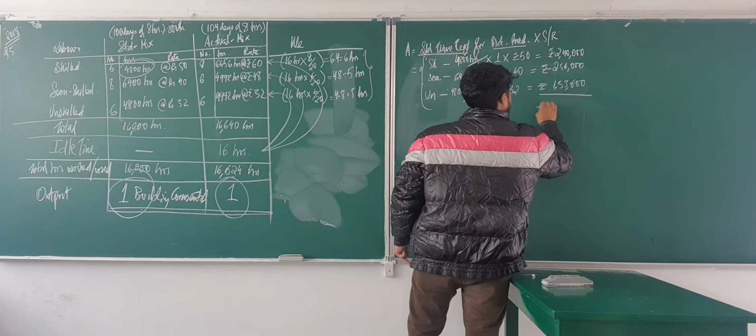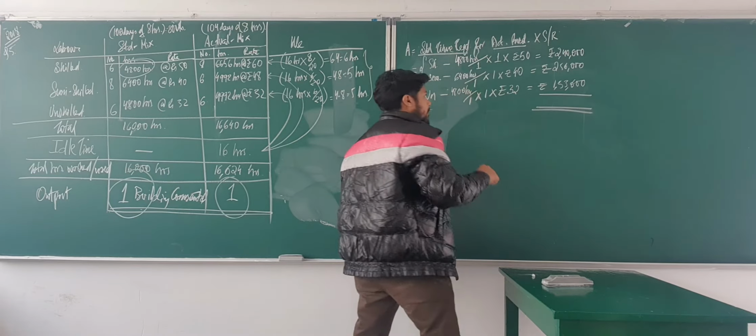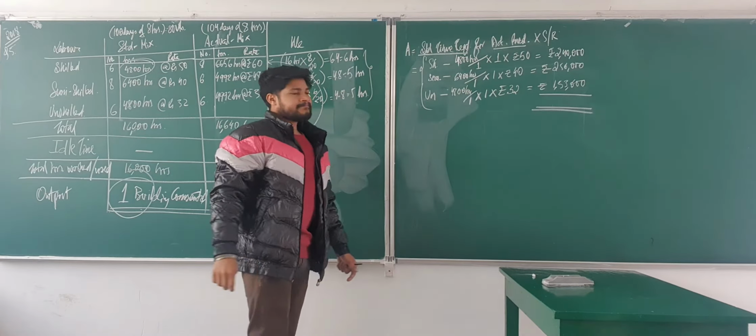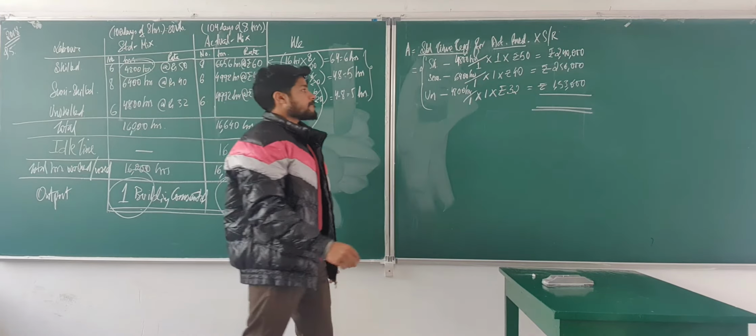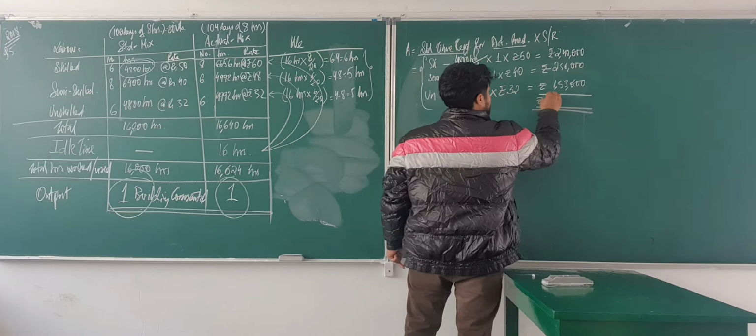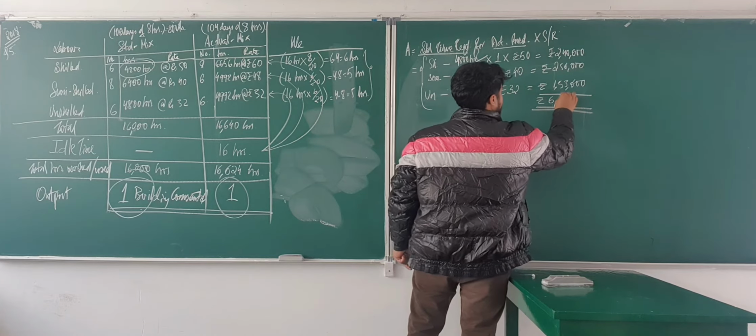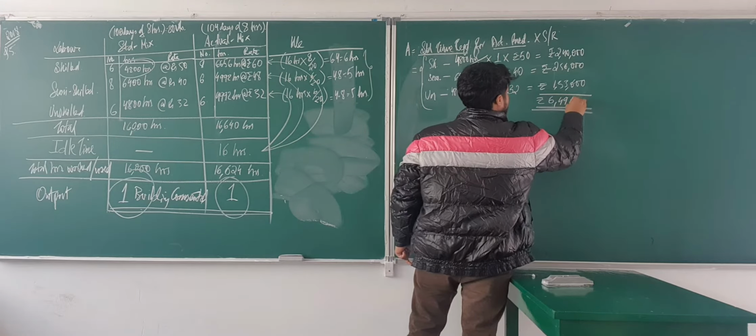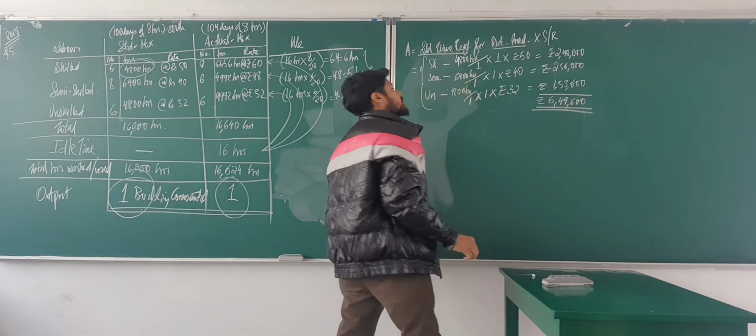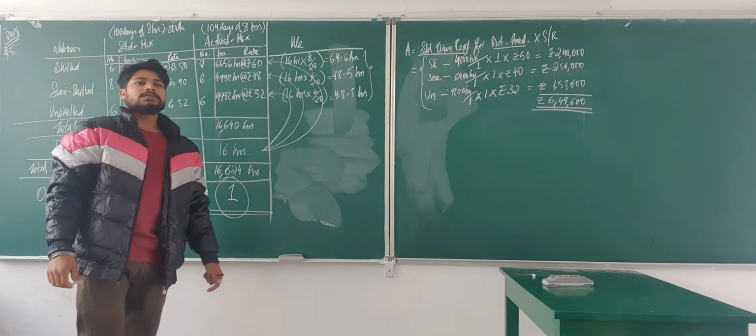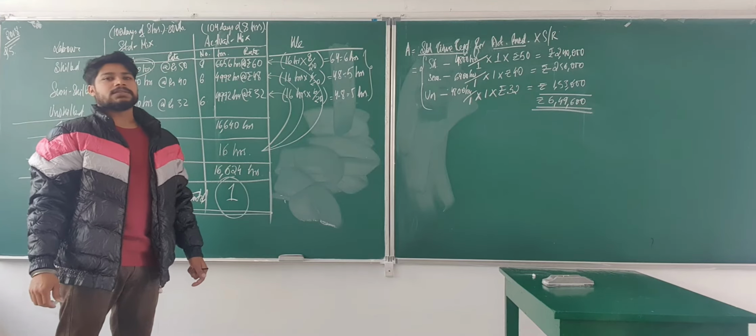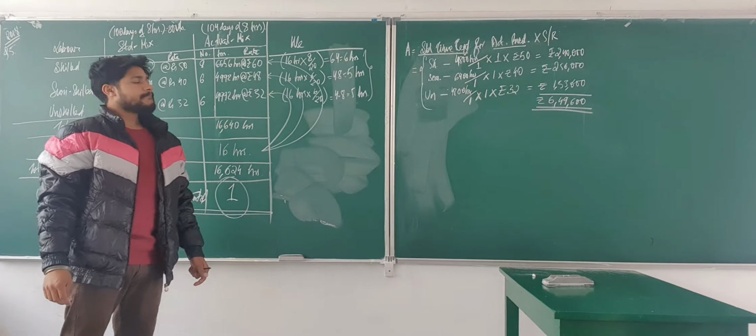Total? 6,49,600 rupees, 6 lakhs 49,600. So this is the value. All of you getting the same values? Check if you have any differences. Variances mean something is wrong.